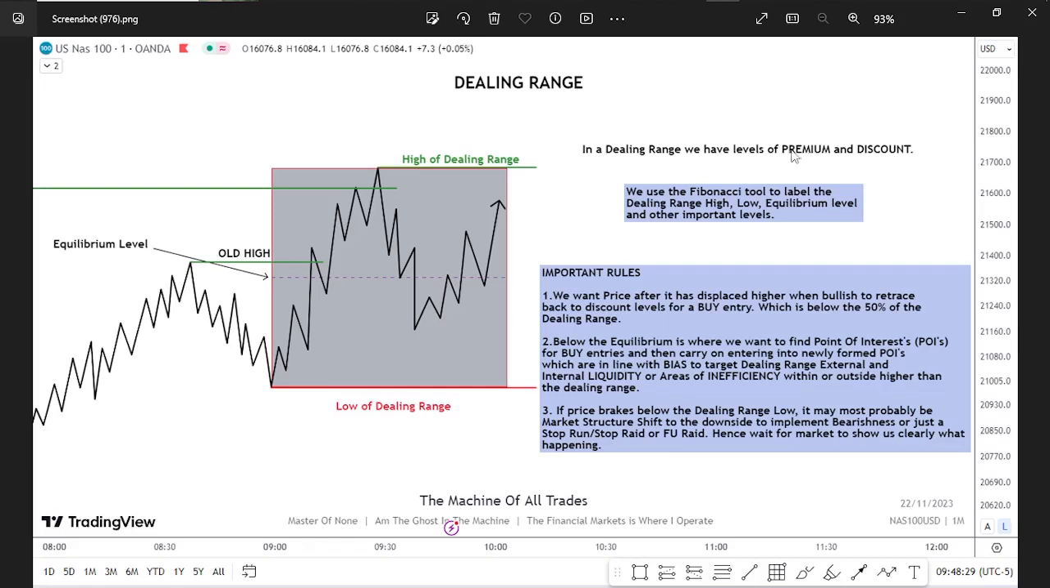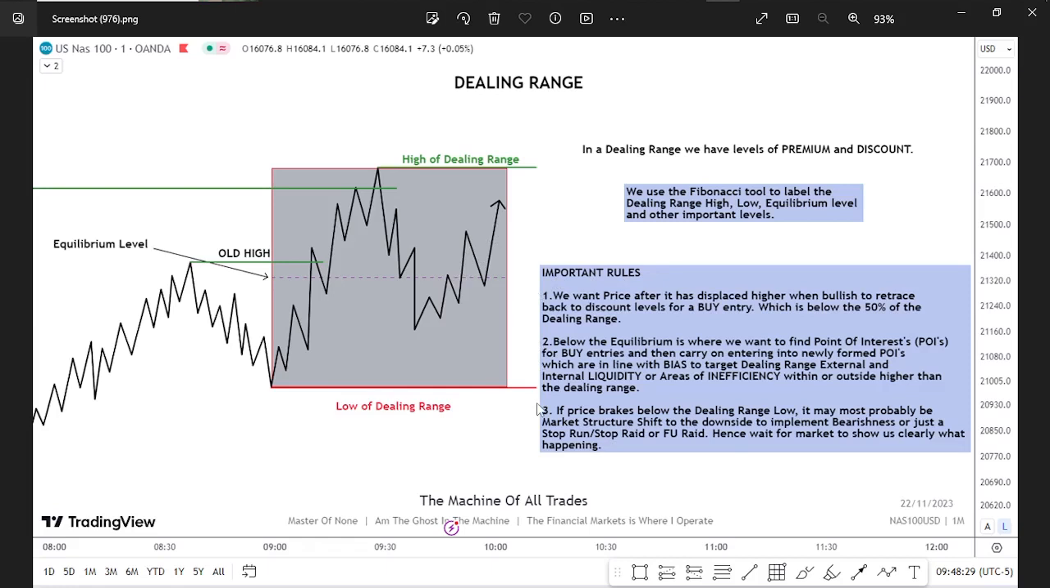Well, in a dealing range, we have levels of premium and discount. We use the Fibonacci tool to label the dealing range high, low, and equilibrium level and other important levels. So you take your Fibonacci, which you would have on the settings labeled your 0, your 1, and your 0.5, which will be 50% of that dealing range. You start your Fibonacci from here and end it there. Correct, it has to be at that level. The 50% will be your equilibrium, below that will be your discount, and above that will be your premium. Hit your discount, you keep on buying, still up at the other side.